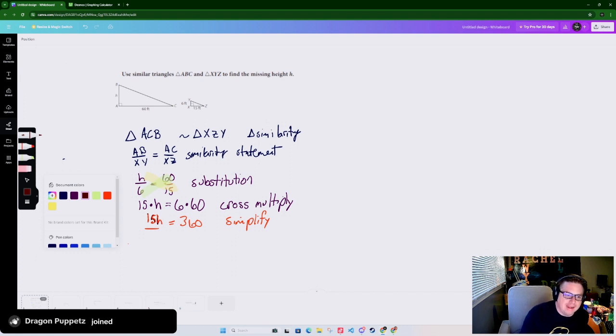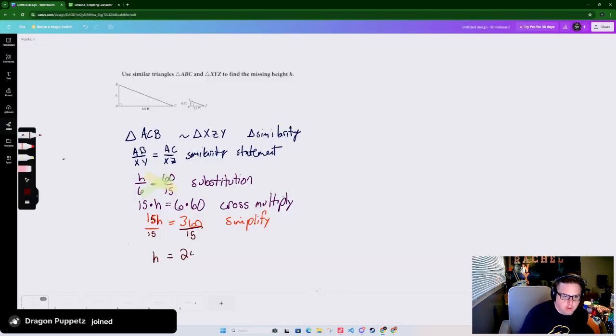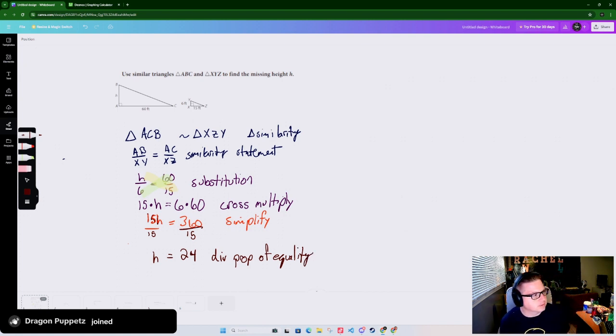Once we do that, now we want to get H by itself. So we have to get rid of the number next to H. We're going to divide both sides by 15. So now let's take that 360 we got and divide it by 15, and that's going to give us our solution of 24. And we got that by the division property of equality. Okay, so that gets us our solution, and there's our justification for it, and we are good to go with this problem.